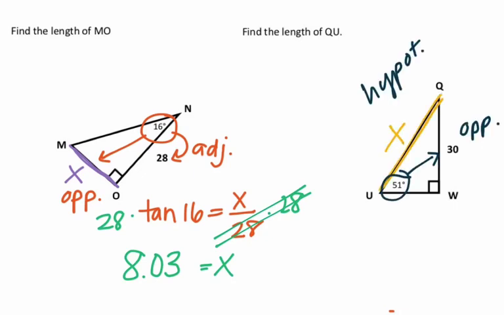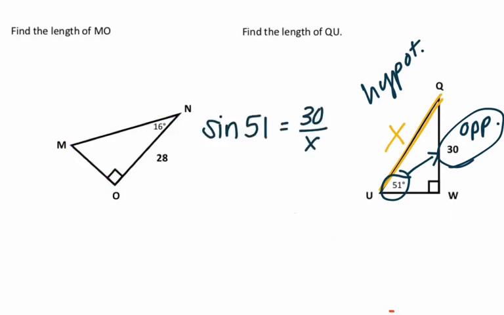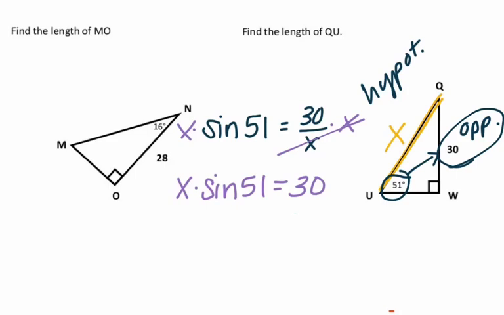All right, so looking for QU here. QU would be the hypotenuse. 30 is opposite of that angle 51. So which trig function has opposite and hypotenuse? That would be sine. So sine of 51 is equal to opposite 30 over my hypotenuse, which is x. I don't know it. And now we do a little bit of algebra. So to get x out of the denominator, multiply both sides by x. And by doing so, we still don't have x quite by itself, so I need to isolate x. It's currently being multiplied by sine of 51, so divide both sides by sine of 51.